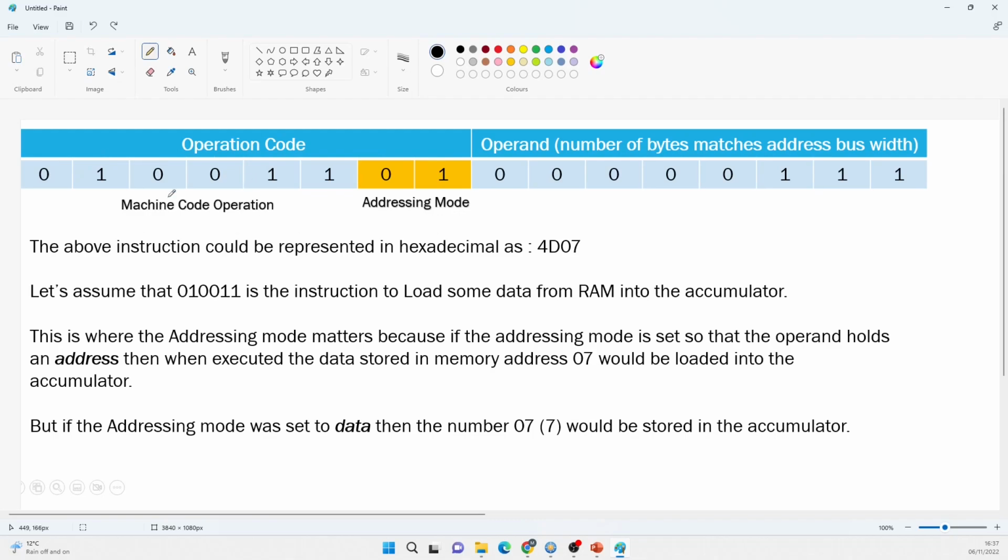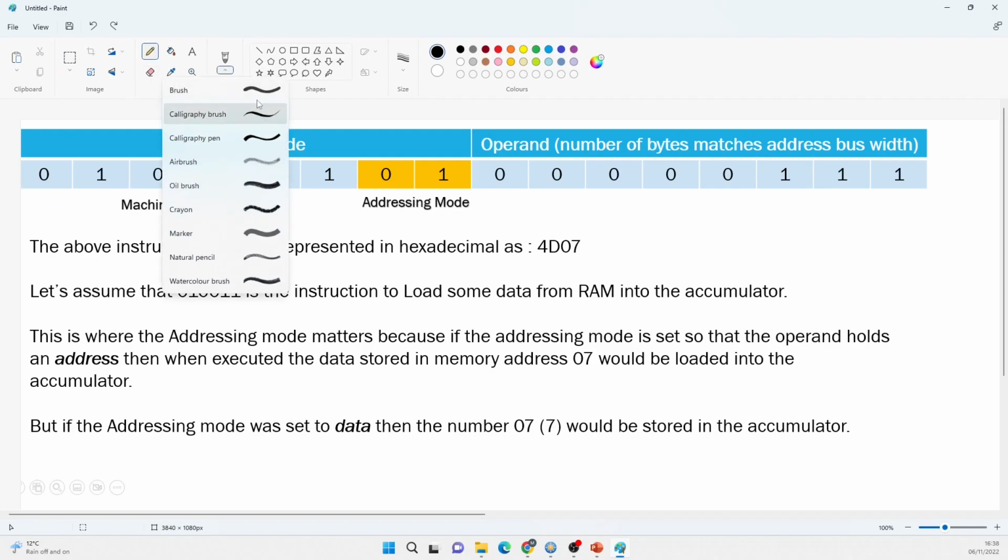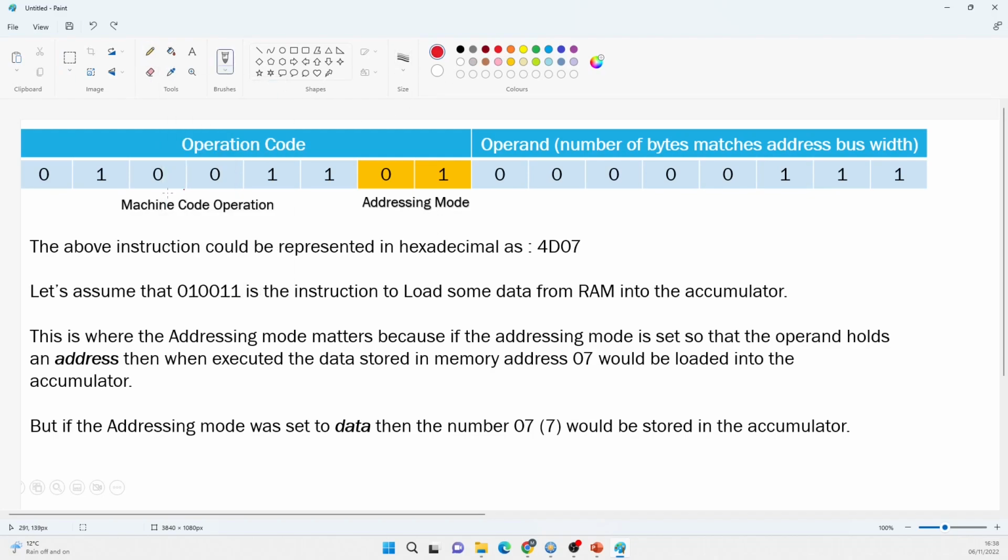Let's go back not too far. Right, so let's assume this part of it is the instruction. And the instruction, let's say we're going to invent this command, on our computer that's not real, is going to be to load data from RAM into the accumulator. So it's going to load data from main memory into the accumulator.